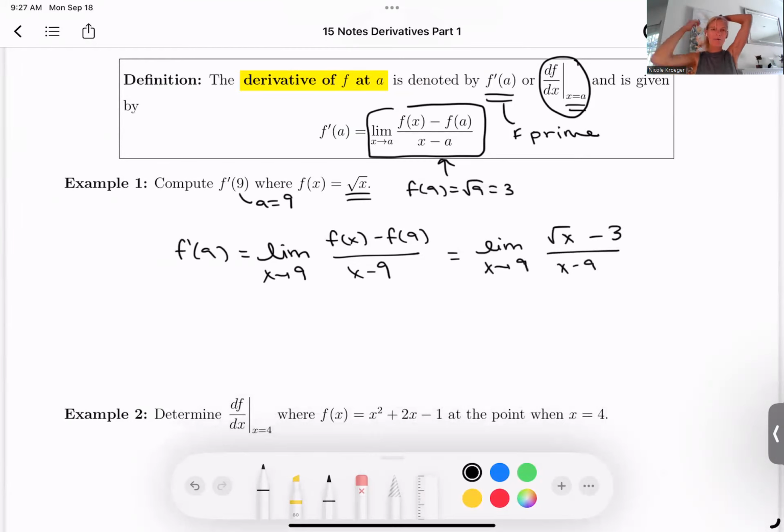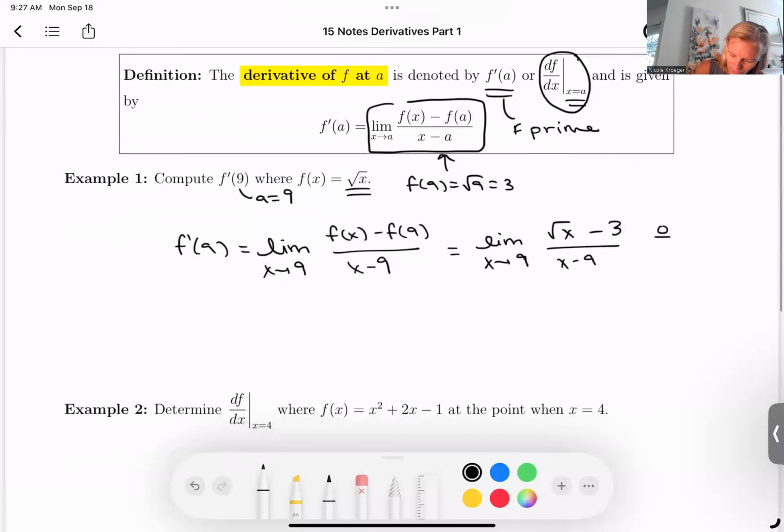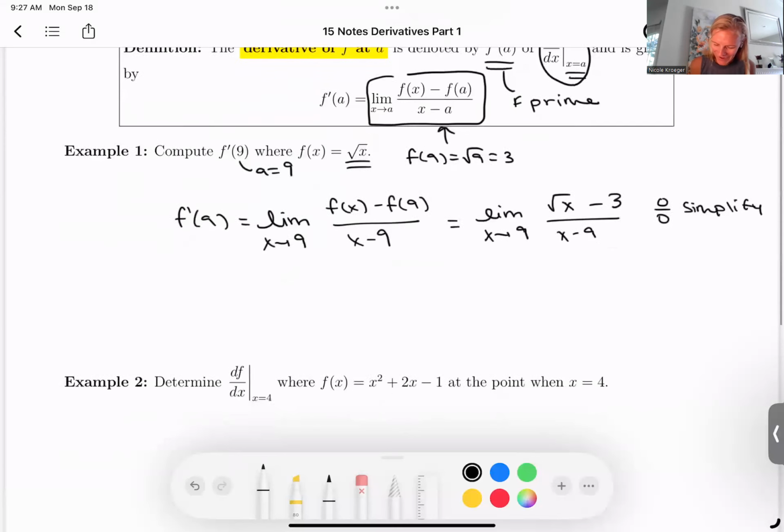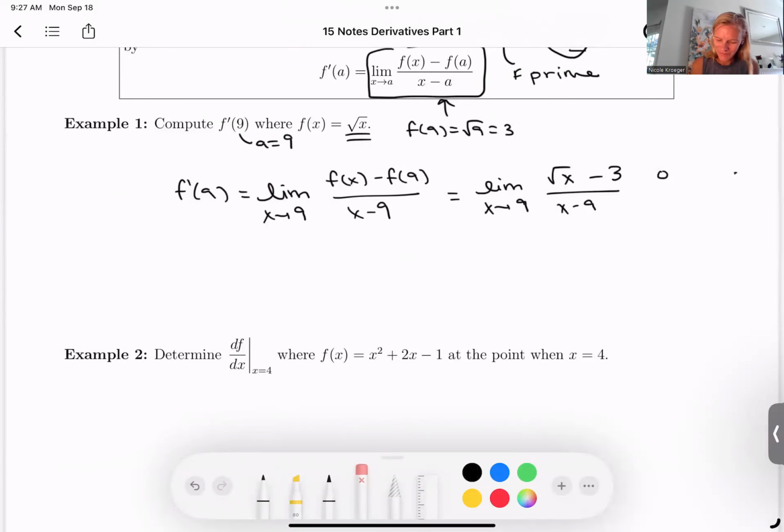Okay, so now we have set this limit up. Now we just have to compute a limit algebraically. So now we've boiled that down to a problem we could have done for the last test. If we plug 9 in here, we're going to get 0 over 0. So we need to simplify. In all of these examples, you're going to have to simplify, just an FYI. When we've got those square roots, the way to simplify is multiplying by the conjugate.